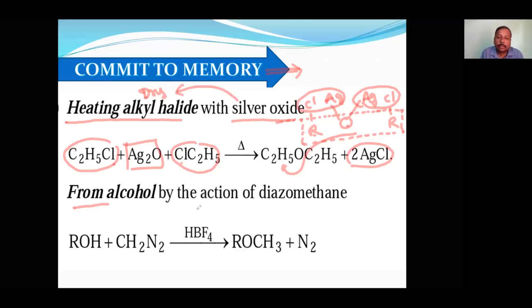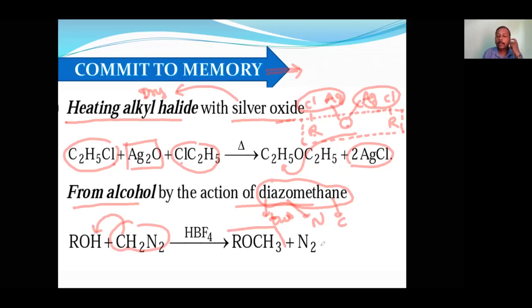Okay. Then from alcohol by the action of diazomethane. If you know the internal meaning, then next time you will not forget. Di means two. Azo means nitrogen. Methane means first carbon. See, diazomethane, CH2N2. Diazomethane when treated with ROH, understood? Simply, this CH2 will go and attach here. Then what will it form? ROCH3 plus N2.